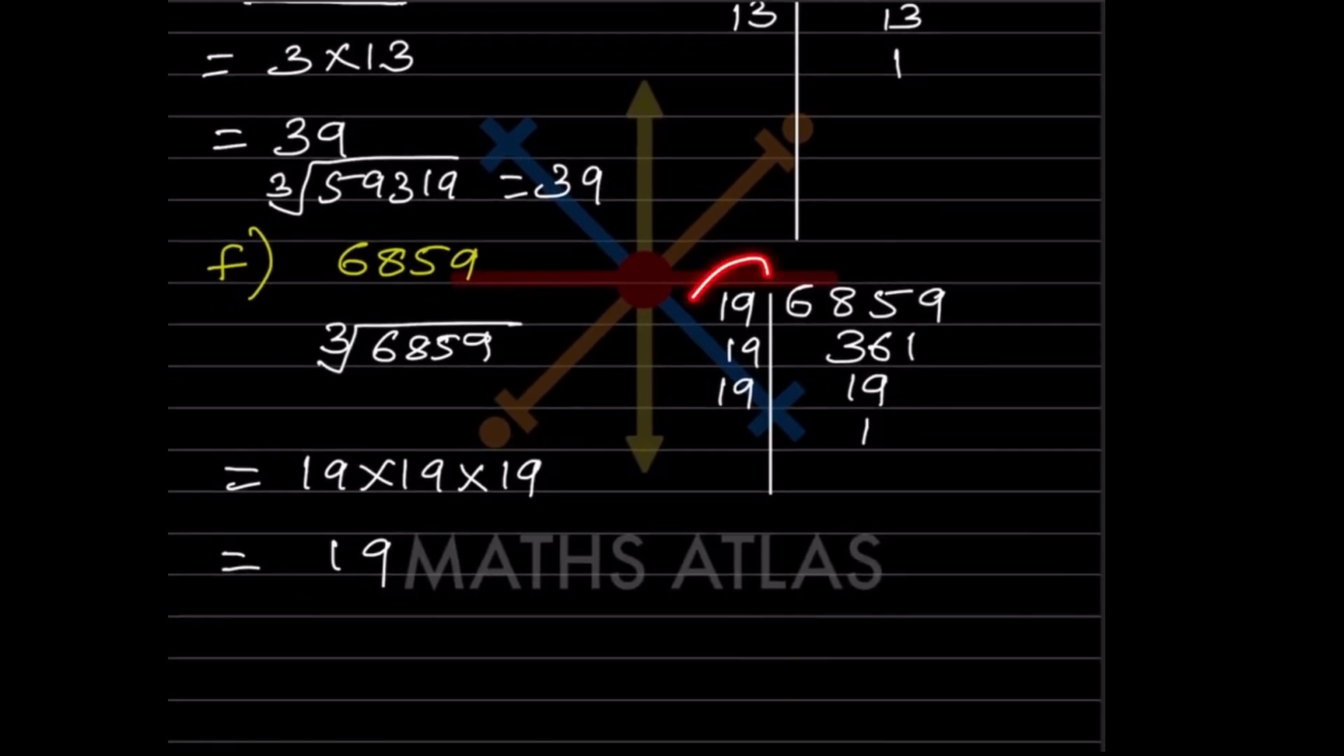Now look at this one. These are the factors of 6859. So this is just one pair. So that is going to be 19. So we can write here, therefore, cube root of 6859 is 19.